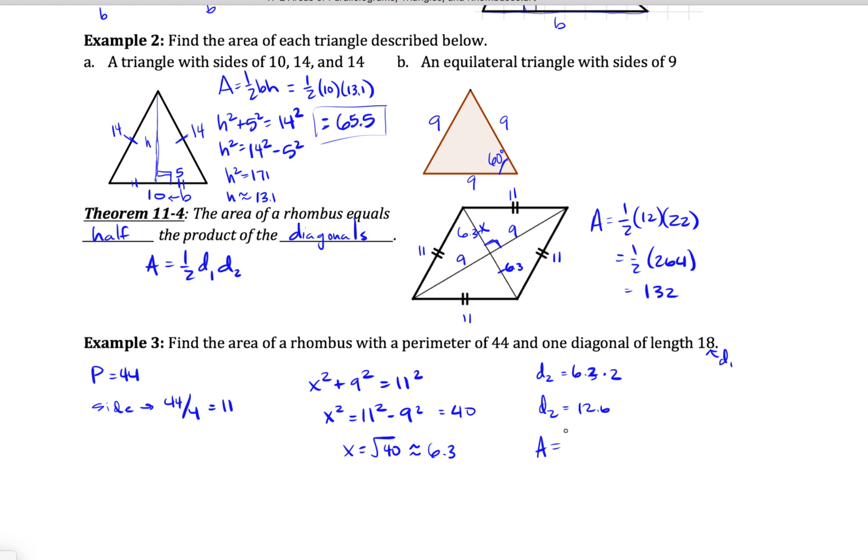So now the area of this rhombus that this problem is describing would be half of 18 times 12.6, and half of 18 times 12.6 is going to be about 113.4.